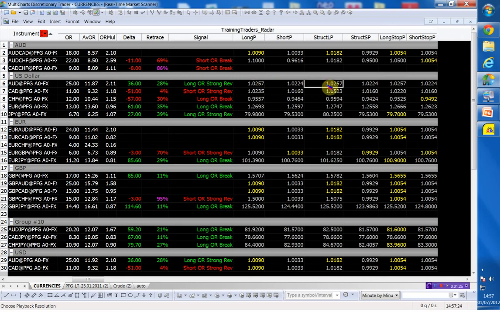The structural long point is what we call a trend changing point. This means a structural long point is a trend changing point to the upside. This means that the trend now is going to be born. That's the moment of the birth of the trend to the upside. That's the structural long point.